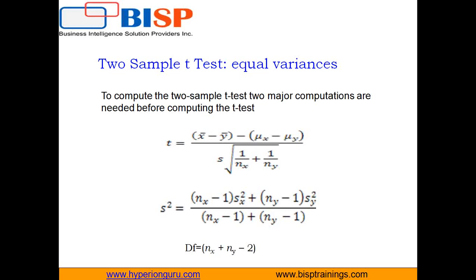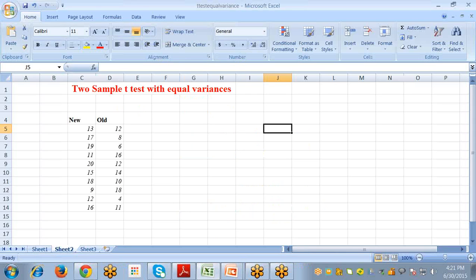This calculation is not usually done manually, so I'm going to explain how it is calculated in Excel. The particular t-test we are going to run is for equal variances. There are actually three different types of t-test in Microsoft Excel. The t-test for two samples assuming equal variances is performed when you have different groups and you know that the variances are the same.